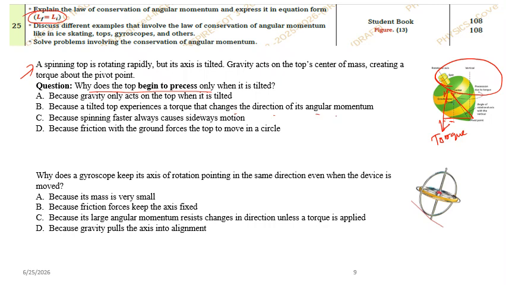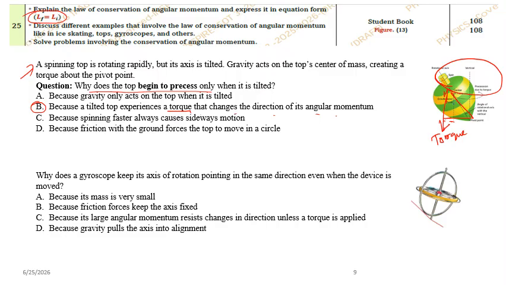Okay, because of spinning faster always causes slide because of friction? No. So which one will be the correct answer? See, because a tilted top experiences a torque. Okay, it is experiencing torque, as a result it will be changing its angular momentum direction. Now see over here, look, this is the external force it is experiencing. Gravity is an external force, so that creates a change in momentum.